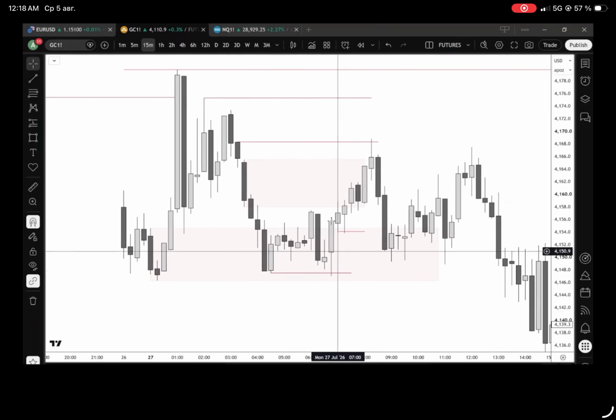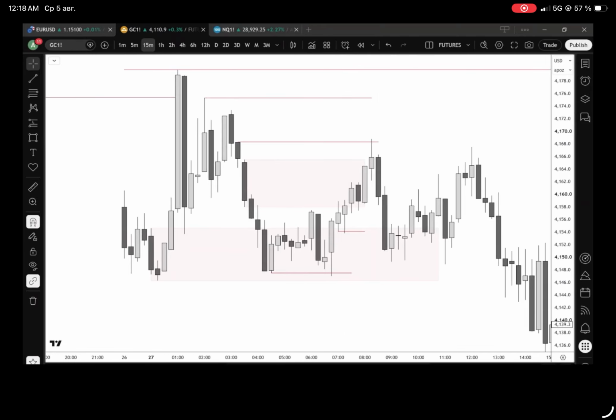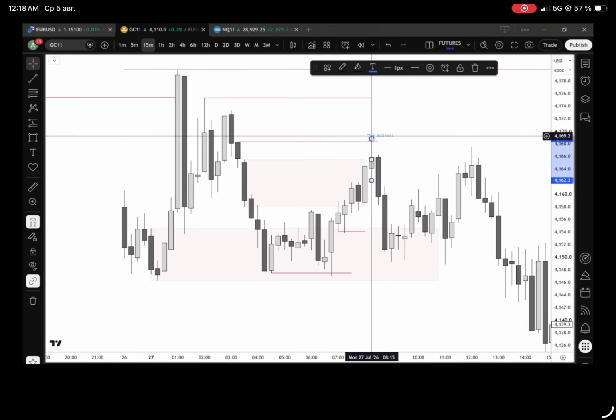Now that I've formed a liquidity block, why? Because we induced sellers and now we've trapped them. We now have a liquidity block. So I can mark this candle out as a liquidity block.